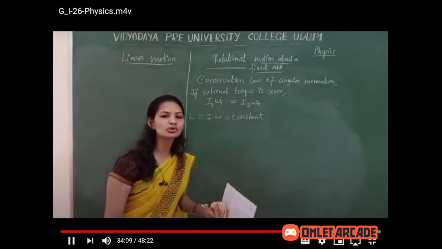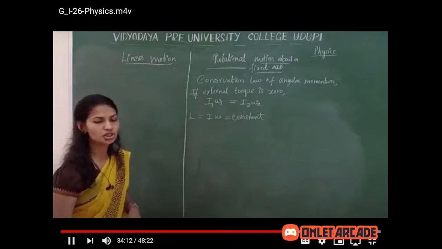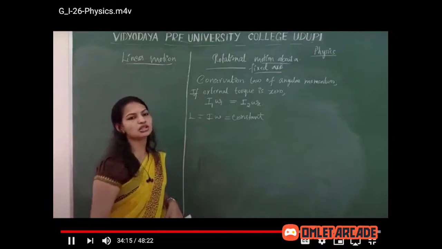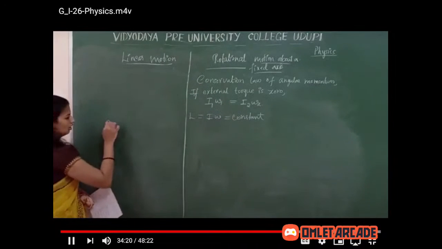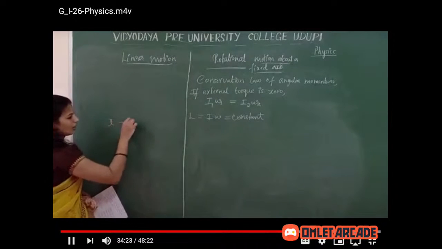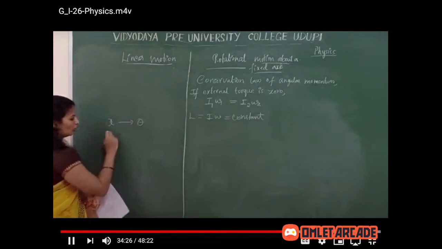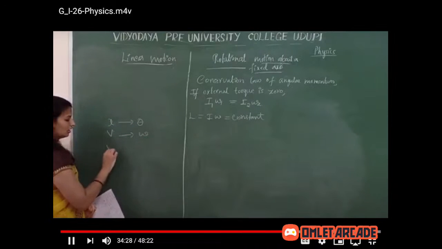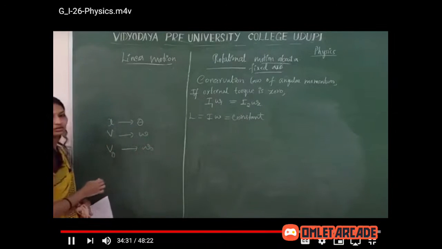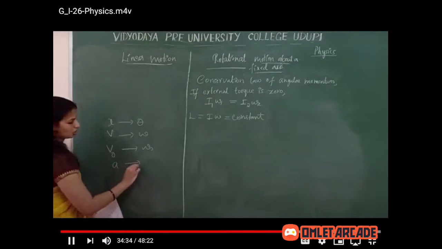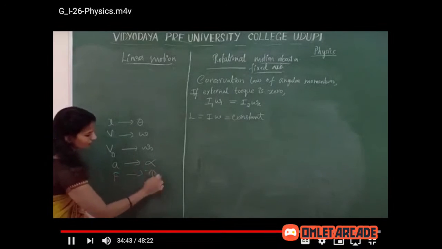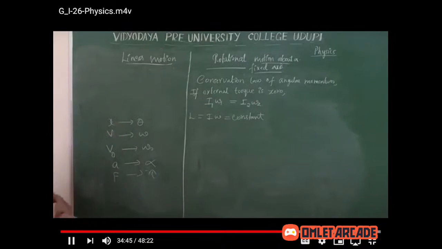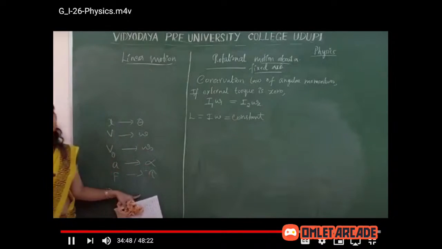These are very simple. Once you know the equation in case of linear motion, easily you can write the equation in case of rotational motion, right? Just replace x by theta and v by omega and v naught by omega naught. Then acceleration a by alpha, f by tau. Okay. Once you know the equation in linear motion, you can write the equations in rotational motion.